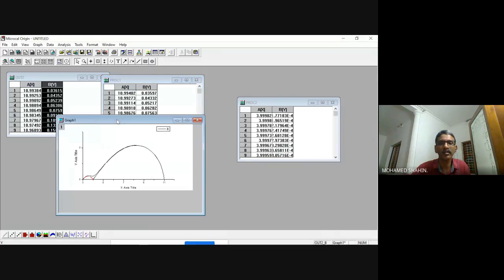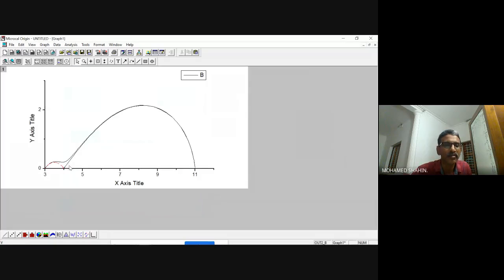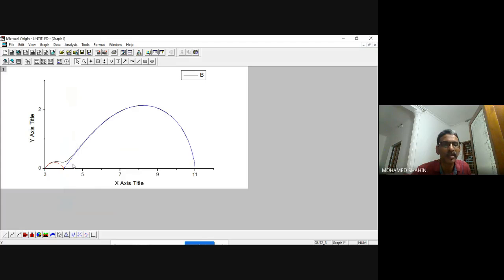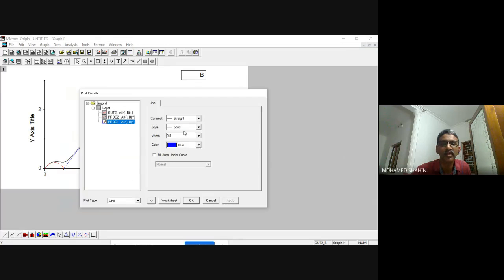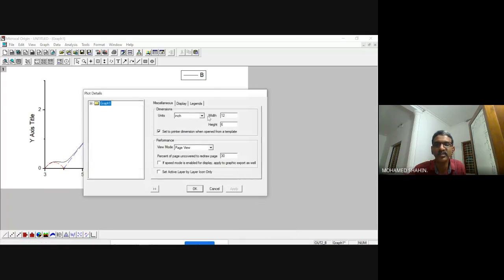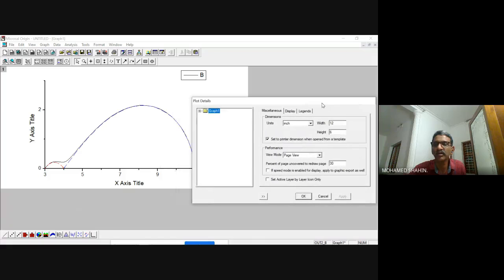Yeah, done. Now you can put it with a different color. Blue. Apply. Okay, with a dash. Dash. Apply. Okay. So this is what you generally see. Let us see the properties. Width is 12. I will put 16. Apply.